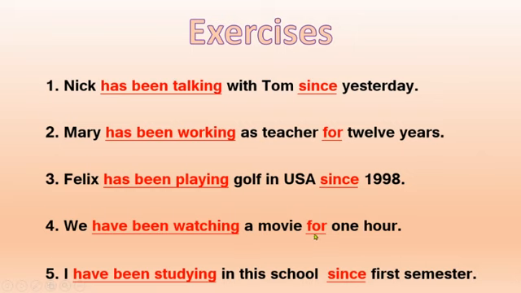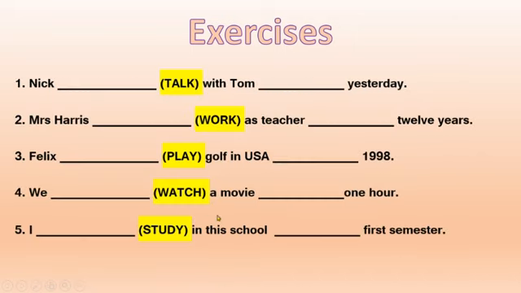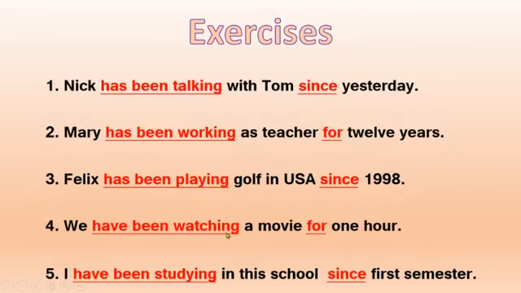Okay. Now in number 4 we have watching a movie for an hour. The verb watch in ing, watching. And why have and not has? In the first 3 we have has. Why have in this one? We is first person. That's why we use auxiliary have. We have been watching a movie for a period of time, 1 hour.